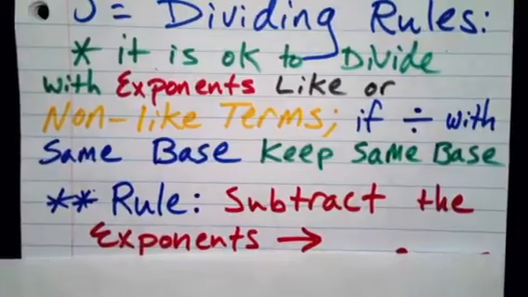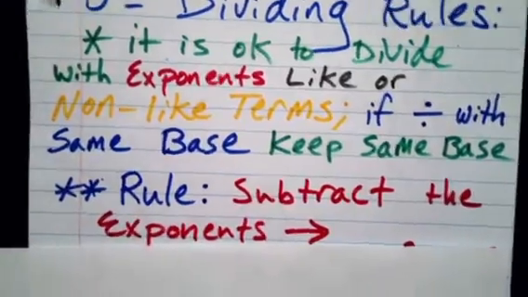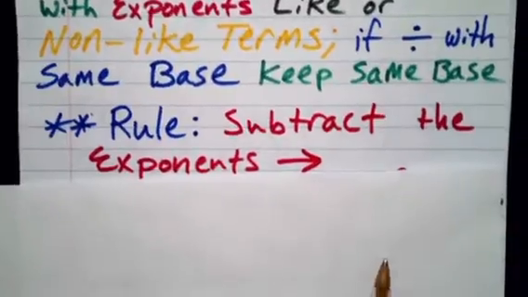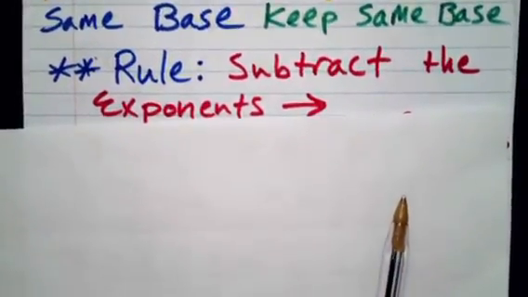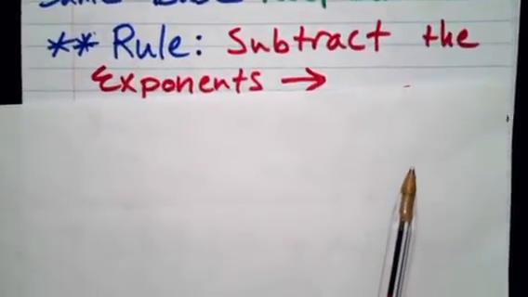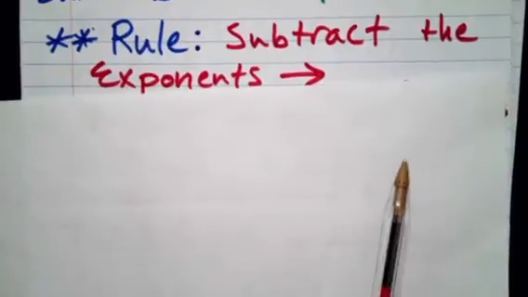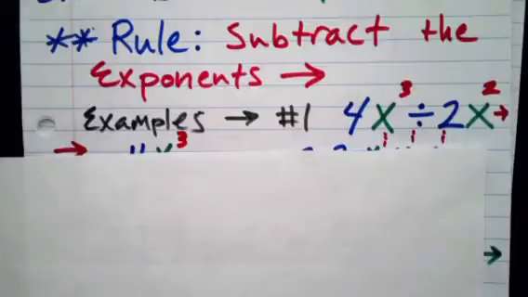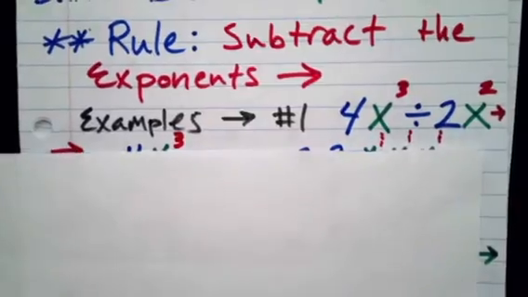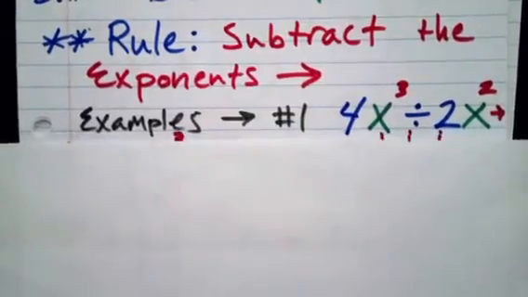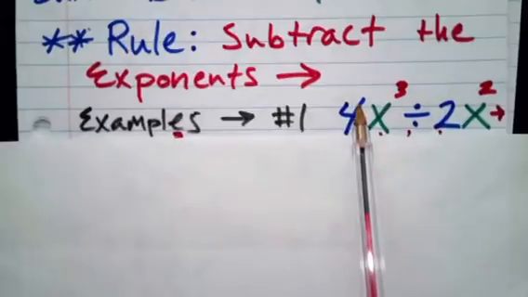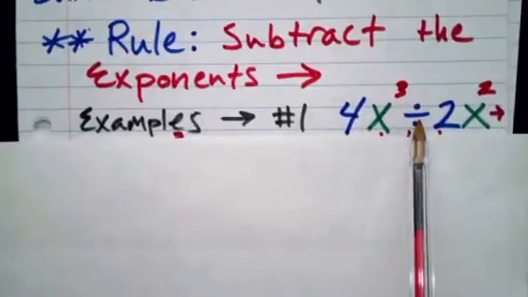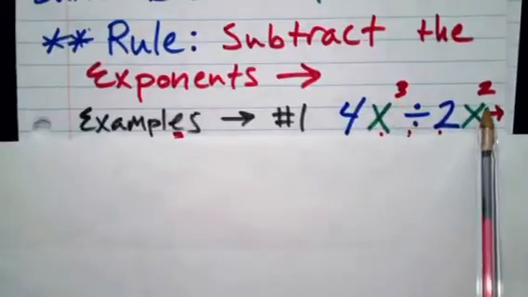So here I'd like to show you two methods that you could use. You can use expanded form, or you can just subtract those exponents. Okay, let's take a look. Again, the rule is you subtract the exponents. So here we have our first example. We have 4x to the third power divided by 2x to the second power.